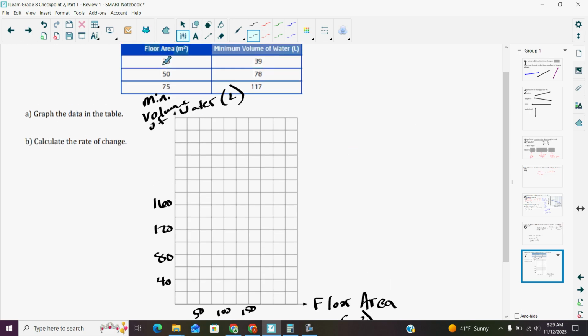And then we just plot these points, 25, 39. 25, 39 should be pretty close to 40 there. 50, 78. 75, 117. And we can draw the line in that connects those points.